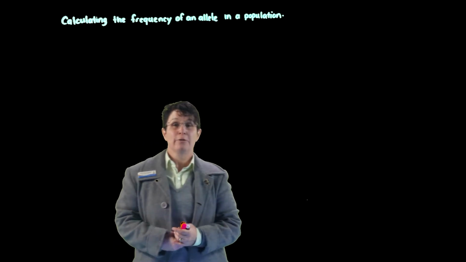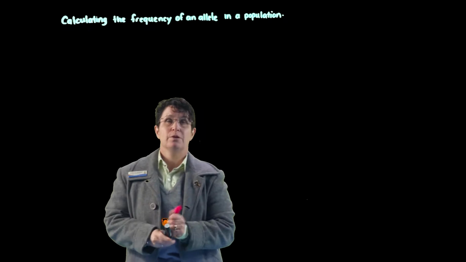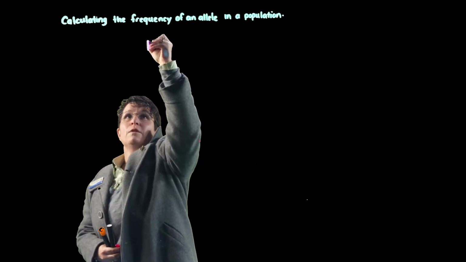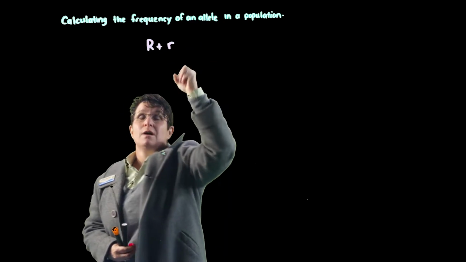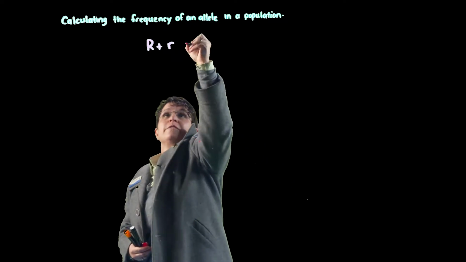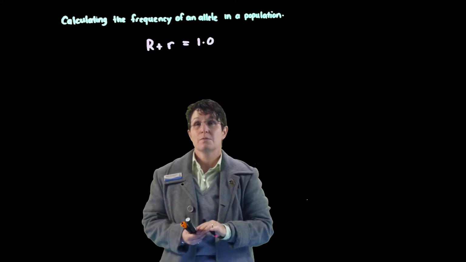So we're going to calculate the frequency of an allele in a population. We do this using the Hardy-Weinberg principle, and that's to just easily suggest that if all of the alleles in a population are made up by one dominant and one recessive allele, then all of the alleles in the population equal 1, or 100% of your alleles.